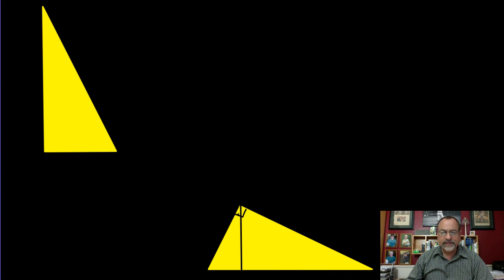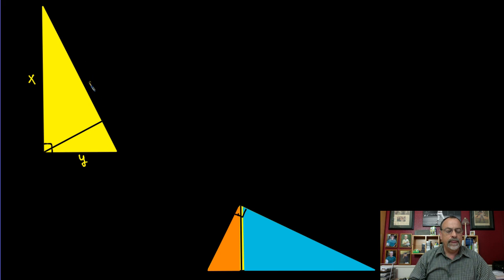Now, I've taken this triangle down here that was drawn like this, and I've turned it around so that it's standing up, into something that we're more used to seeing, something that's drawn like this. So here's my right angle. You can see I've flipped this around. Now, what I want to do is label the sides of this original large right triangle. I'm going to label this side X, this side Y, and then this side Z. And that's the hypotenuse.